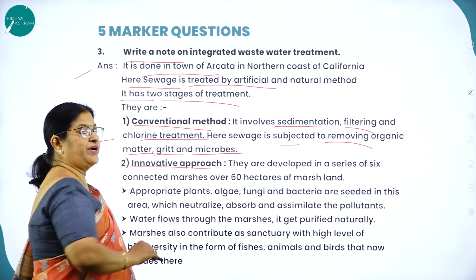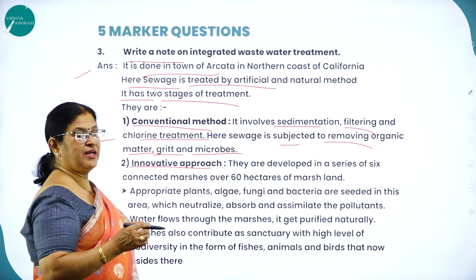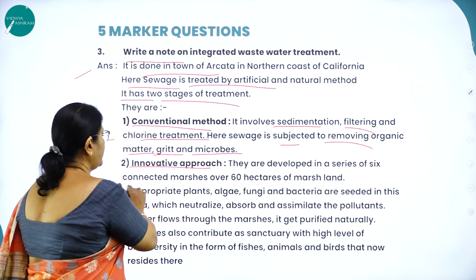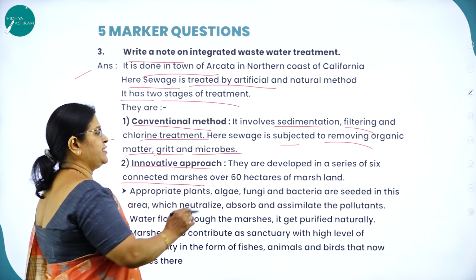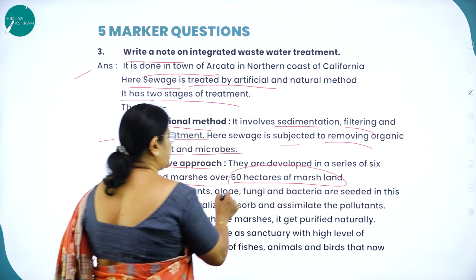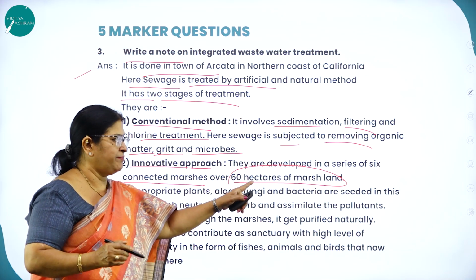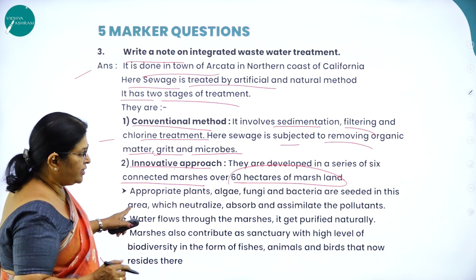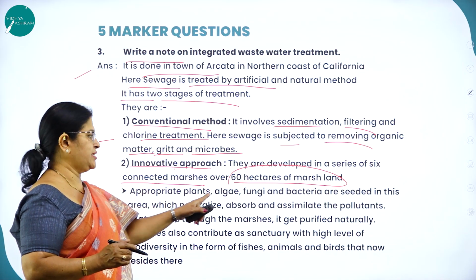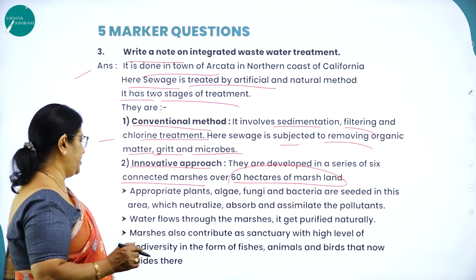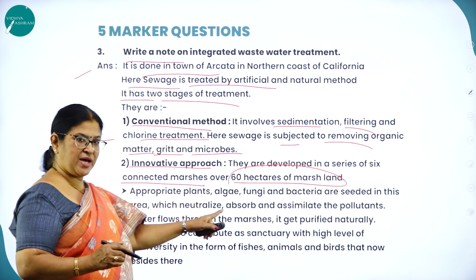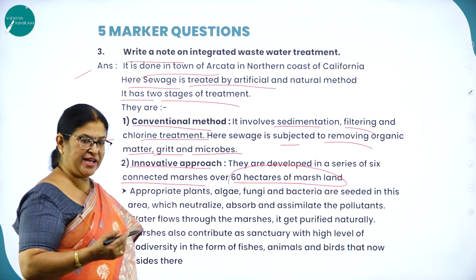So what was the innovative approach? They developed a series of 6 connected marshes over 60 hectares of marshland. Then appropriate plants, algae, fungi and bacteria are seeded in this area, which neutralize, absorb and assimilate the pollutants. So as water flows through the marshes, it gets purified naturally.